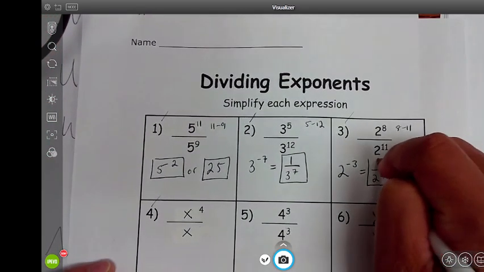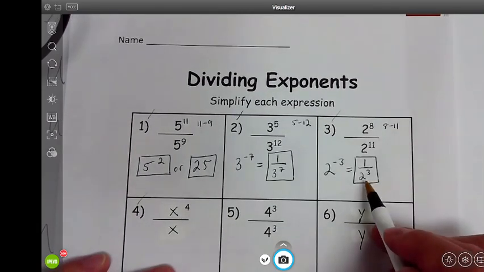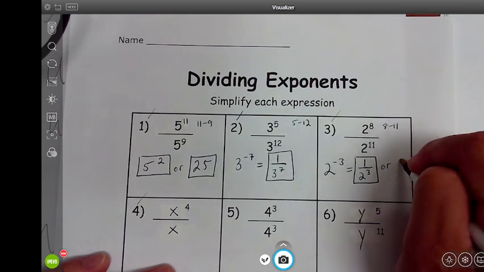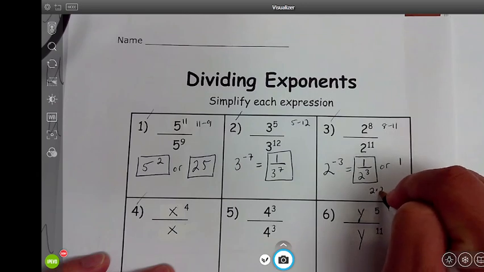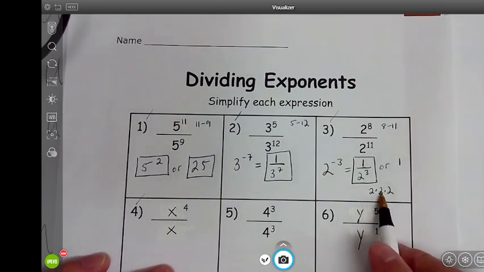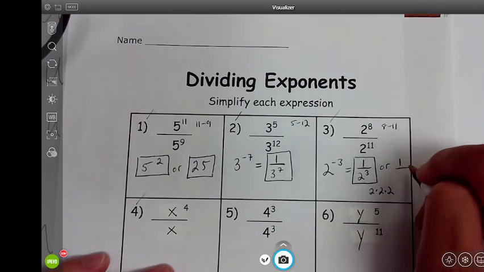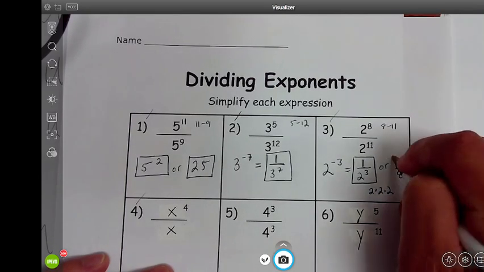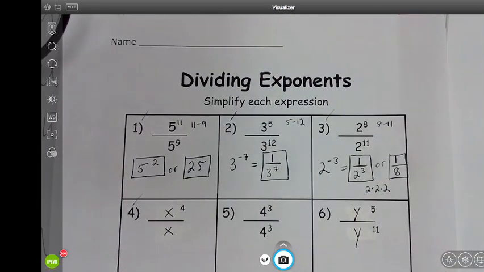Alright, so there's my answer. I could also simplify this one. This number is small enough where I could put 1 over, and I know that 2 to the third power is 2 times 2 times 2. 2 times 2 is 4. 4 times 2 is 8. Right? So 2 to the third power is 8. So it's going to be 1 over 8. 2 to the negative 3 power, 1 over 8.